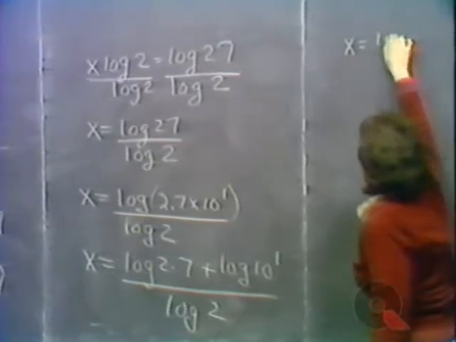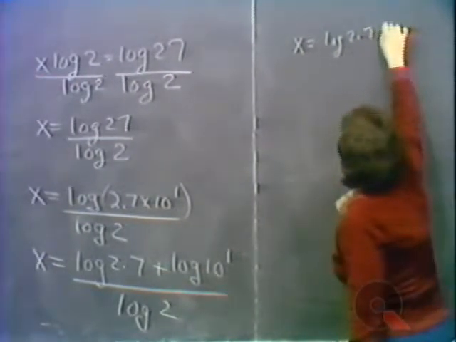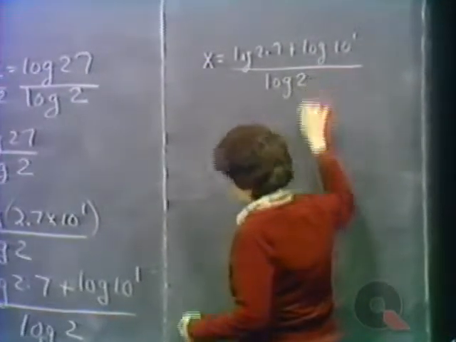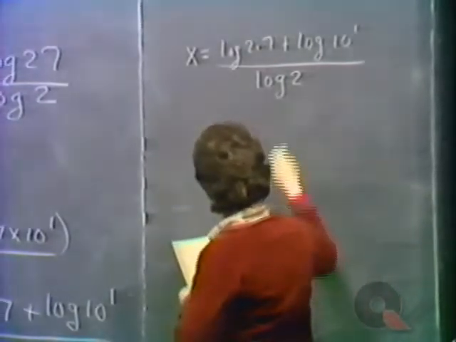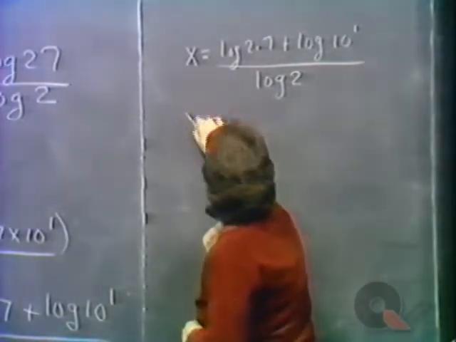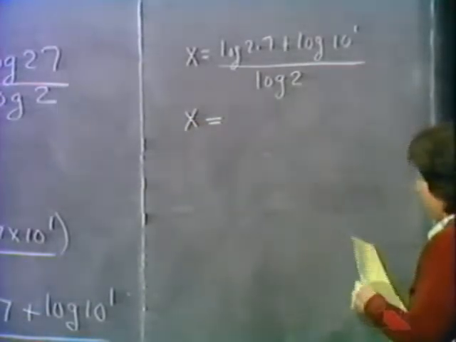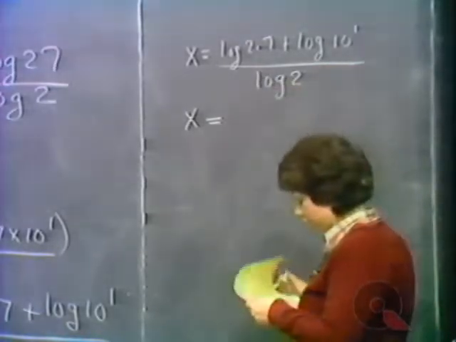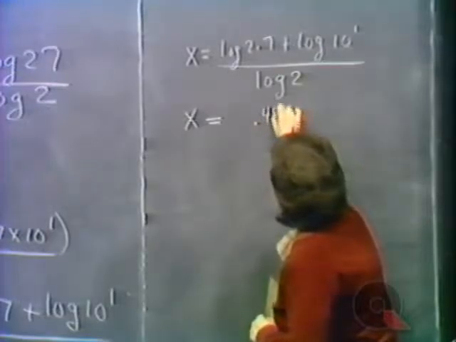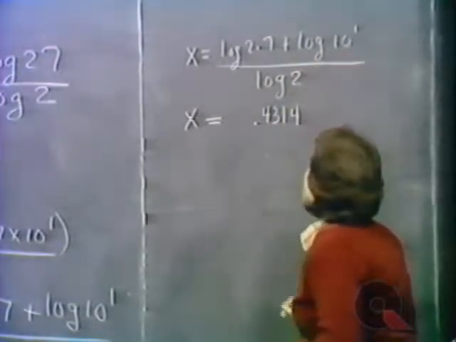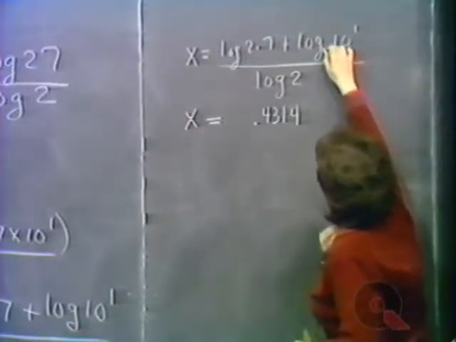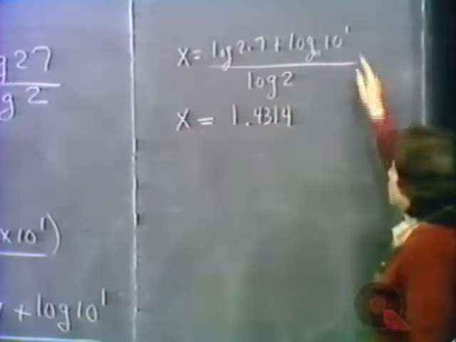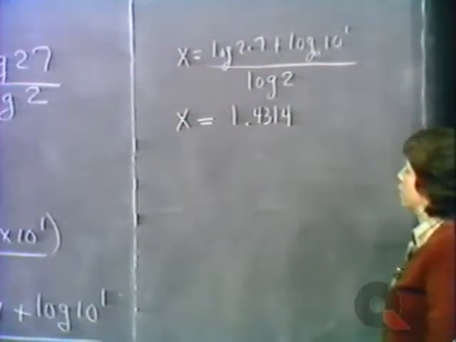Let me just rewrite that up here. The log of 2.7 plus the log of 10 to the first power, divided by the log of 2. Now, the log of 2.7, we can find in our table. We look down to find 27, across to 0, because this is 2.70, and we get 0.4314. And we add to that the log of 10 to the first power. This is the log to the base 10 of 10 to the first power. That, of course, is just 1, the power. It's the power that you'd have to raise the base to get 10 to the first.